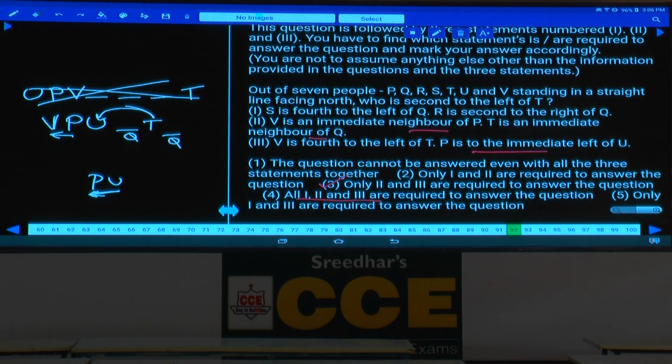Do we require all the 3? Without combining 1 along with 2 and 3, I am getting the answer. Hence 2 and 3 alone is the answer. 1 is not required to get the answer. With the help of 2 and 3, I could determine the answer. Done? Choice 3.